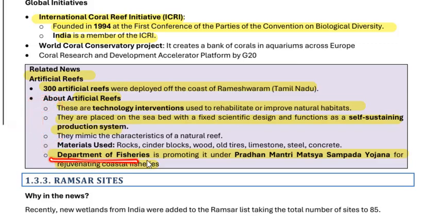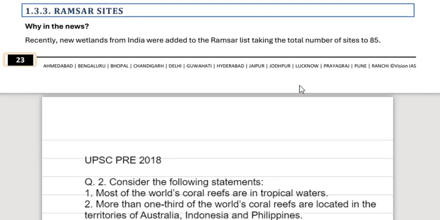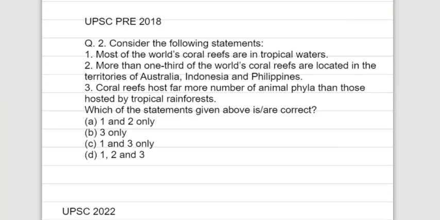The Department of Fisheries is promoting it under the Pradhan Mantri Matsya Sampada Yojana for the rejuvenation of the coastal fisheries. Now moving to the next topic, that is Ramsar Sites. Now let's see the questions related to corals already asked in the UPSC exam. Okay. First is the UPSC 2018 question.